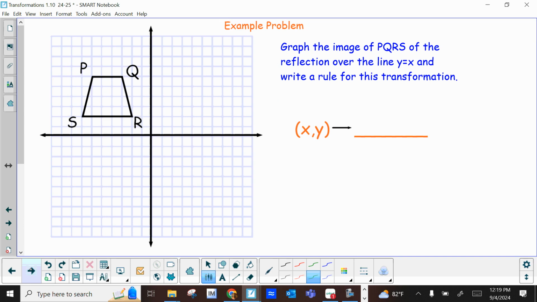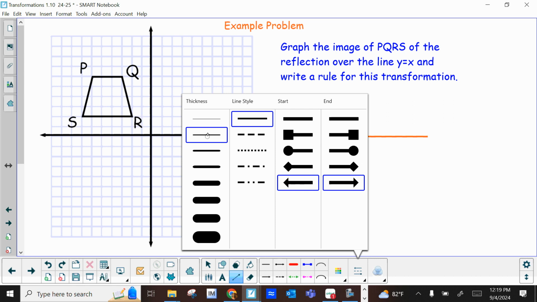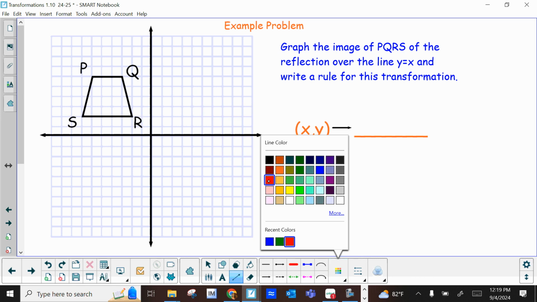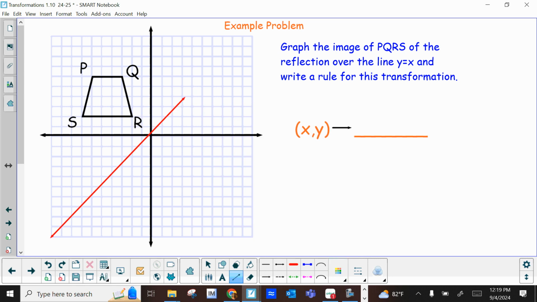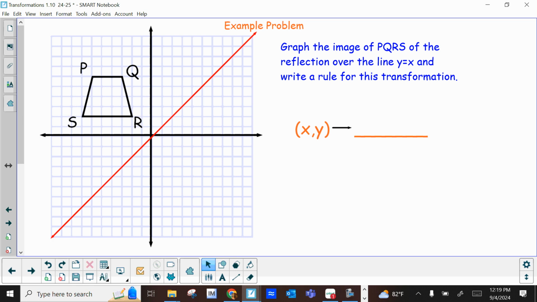What about reflecting over the line y equals x? So you have to remember algebra, of course. What does the line y equals x look like? It would look, let's use red, something like this. Okay, it would go through the origin and it has a slope of 1. It has a slope of 1 right there.